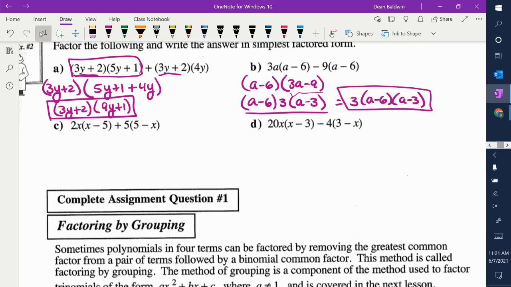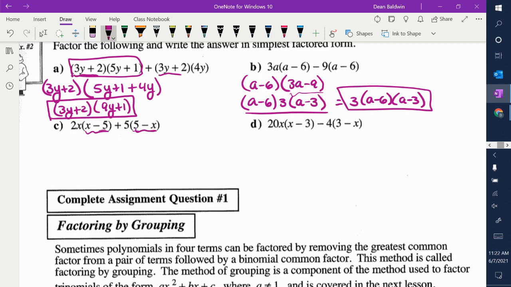Yeah, we'll do this one. 2x, x minus 5 plus 5 times 5 minus x. Do you see a common expression term in there? That's what I'm looking for. Is there a common term in there? You can't pull a 5 out of those brackets, essentially, unless it was with this as well. But these look very similar, right? They're just the sign's been flipped.